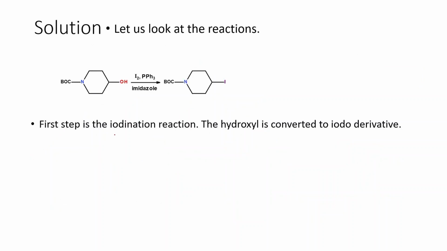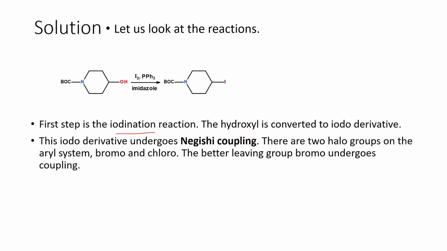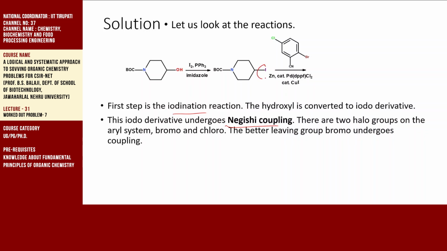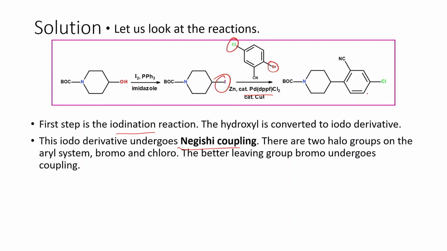So the first step is nothing but the simple iodination reaction. The hydroxyl is converted to the iodo derivative, and in the second step we have the Negishi coupling. In the Negishi coupling, we have the highly reactive iodo species with the palladium catalyst. Here we have two halo groups, chlorine and bromine. As I mentioned in the earlier case, bromine is more reactive than chlorine. So obviously you can easily figure out what the final product is going to be. The chlorine is present in the final product and the bromine is the one that is replaced in this reaction. That is a good leaving group. So the bromine leaves compared to chlorine.